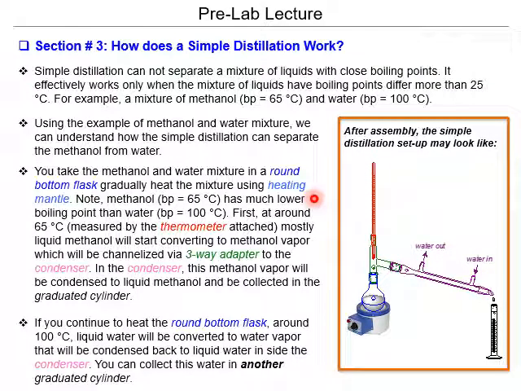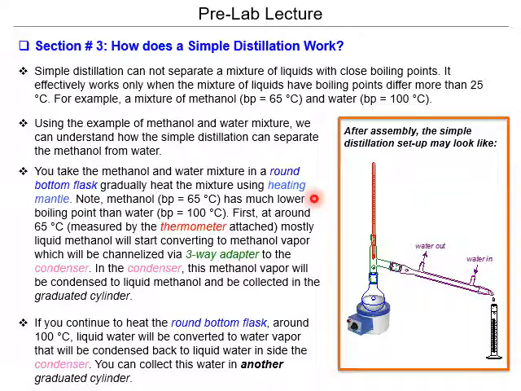Simple distillation cannot separate a mixture of liquids with close boiling points. It effectively works only when the liquids in the mixture have boiling points that differ by more than 25 Celsius. For example, we can use simple distillation to separate methanol from water. Why? Because the boiling point of methanol is 65 Celsius, but the boiling point of water is 100 Celsius, so the difference is 35 Celsius, more than 25 Celsius. So for separating methanol from water, we can use simple distillation.